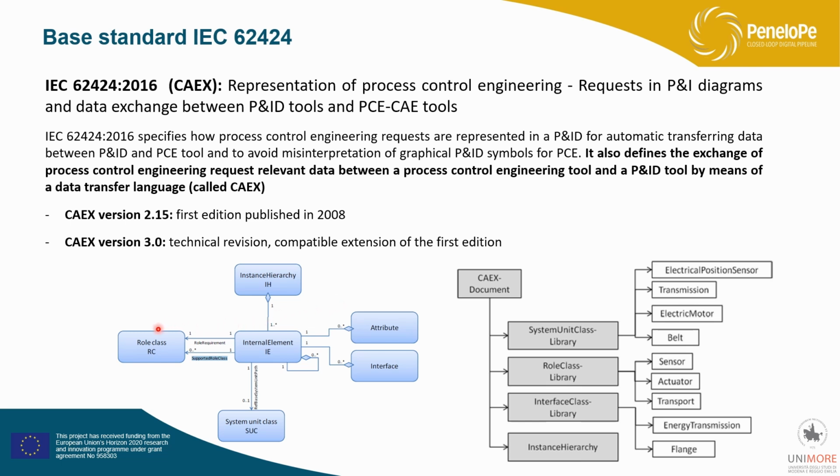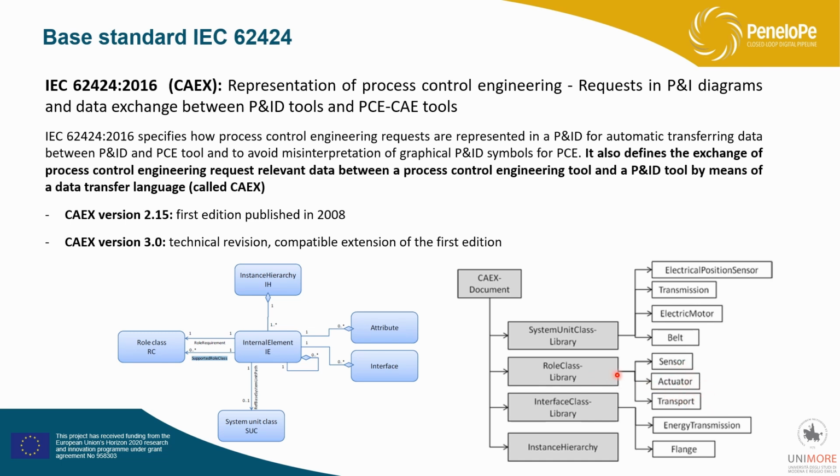In object-oriented programming languages, we have the concept of class and object. Here we have the concept of role class and internal element. It's quite the same concept. So it's a way to provide a semantic to a certain internal element. We will see that we may have more roles for a certain internal element in an AutomationML file. And then for instance, here we see in automation systems, we may have the role to be a sensor or an actuator and a transport system and so on.